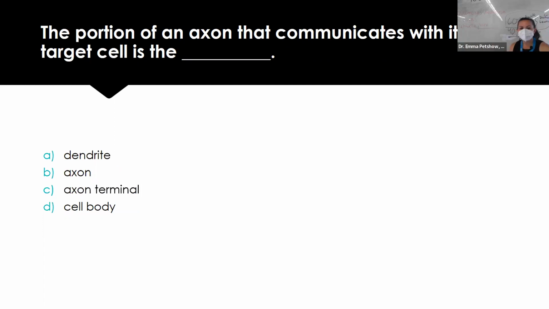Portion of the axon that communicates with its target cell is the what? The dendrite, the axon terminal, or the cell body? The portion of an axon that communicates with its target cell. Good. Awesome. Our axon terminal. Yes.